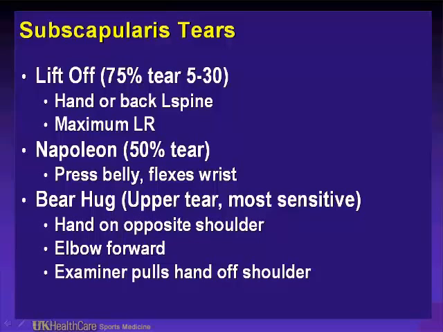The Napoleon test is present in about 50% of patients. You press the belly, flex the wrist, and they have weakness and reproduction of pain. And Dr. Burkhart has popularized the bear hug test, which is more sensitive for a subscap rupture, particularly the upper half. Put their hand on the opposite shoulder, elbow forward, and the examiner tries to pull the hand off the shoulder. You can do this bilaterally at the same time, and if there's weakness, reproduction of anterior shoulder pain, this indicates an upper half subscapularis tear.